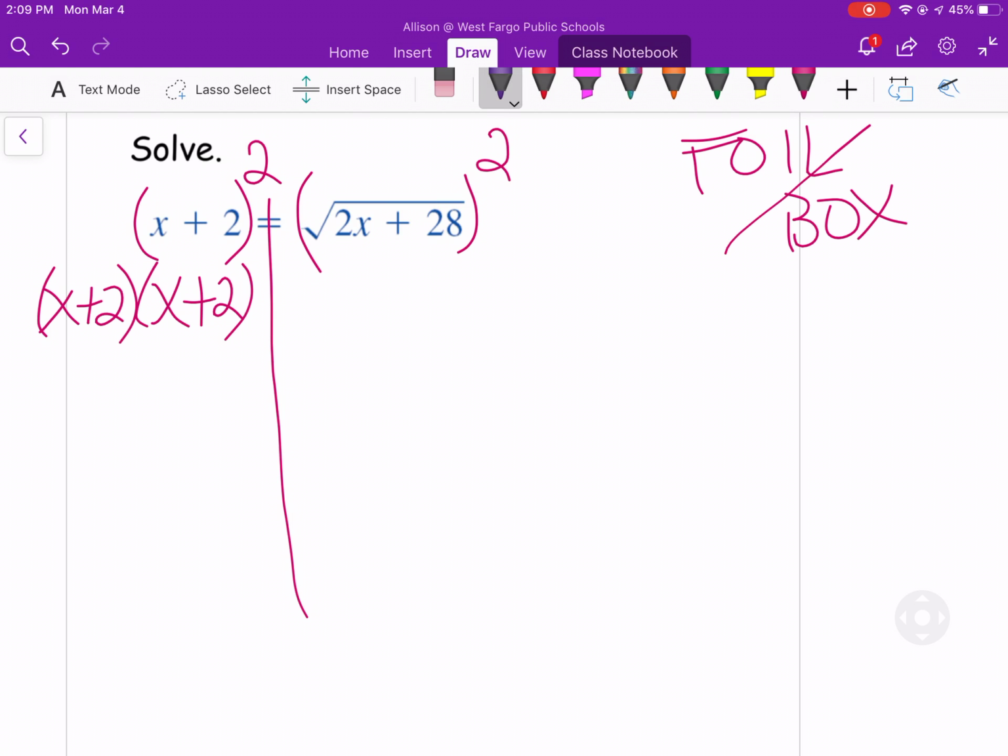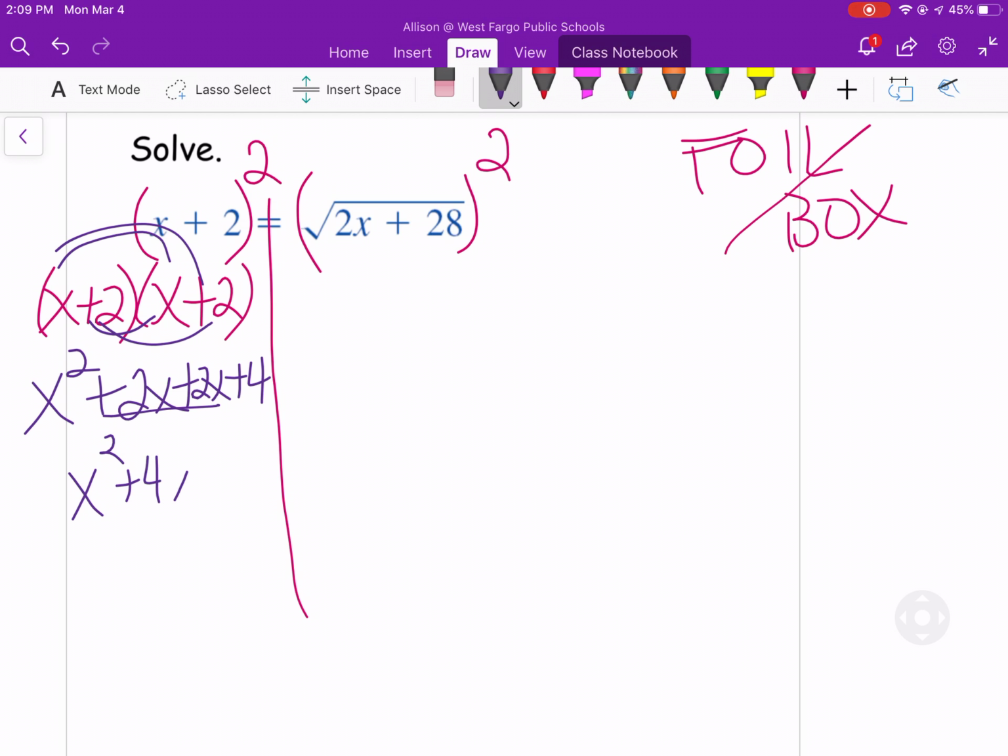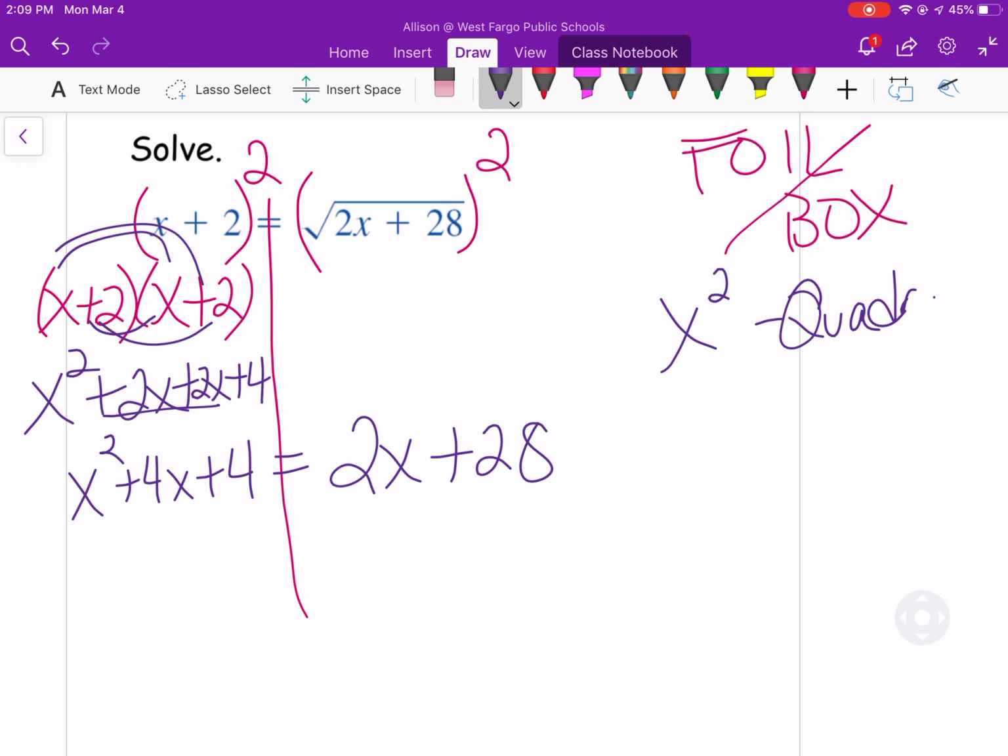So if we FOIL this, you're going to get x squared plus 2x plus 2x plus 4. Combine your like terms, x squared plus 4x plus 4 equals, and then on this side, the square root and the square cancel, so you get 2x plus 28. So now you have an x squared, which means you have a quadratic equation. The first step in solving a quadratic equation is to have it set equal to 0. And then I've taught you multiple different ways of solving. You could solve by the quadratic formula.